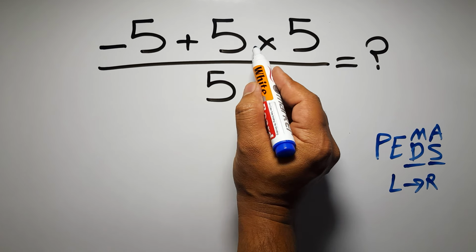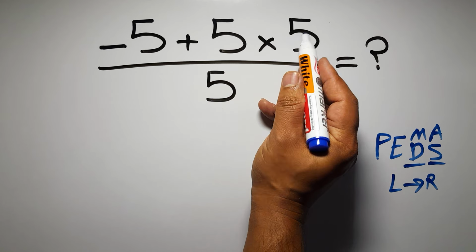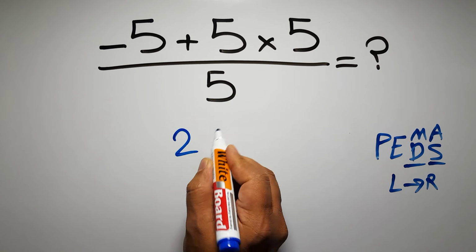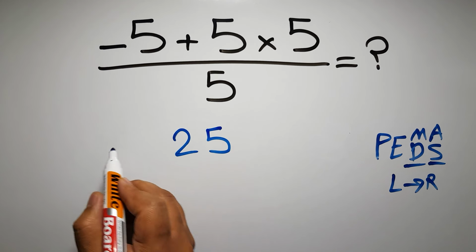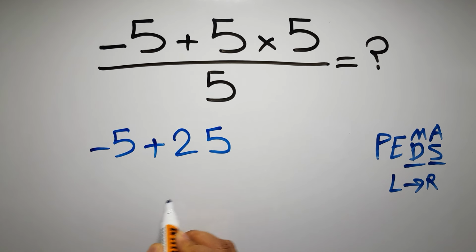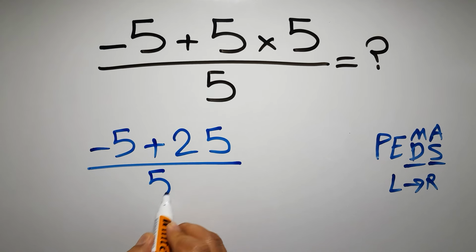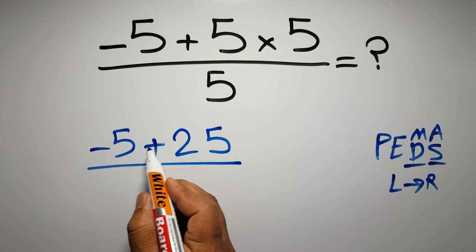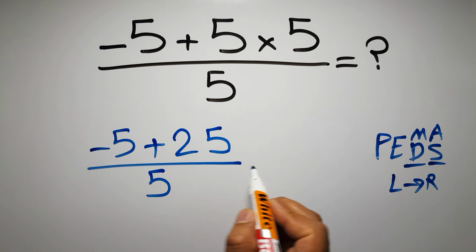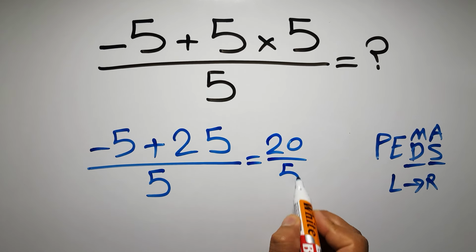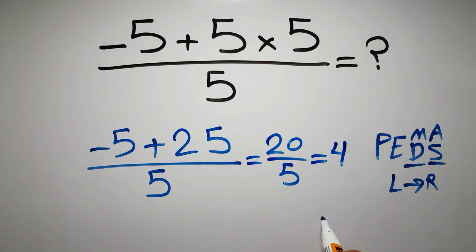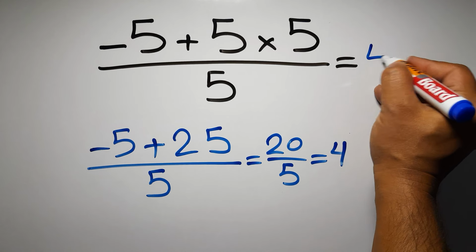Okay, so first this multiplication, 5 times 5 is just 25. So we have negative 5 plus 25 over 5. Now we do this addition. Negative 5 plus 25 gives us 20, and 20 over 5 is just 4. And this is our final answer to this problem. The correct answer is 4.